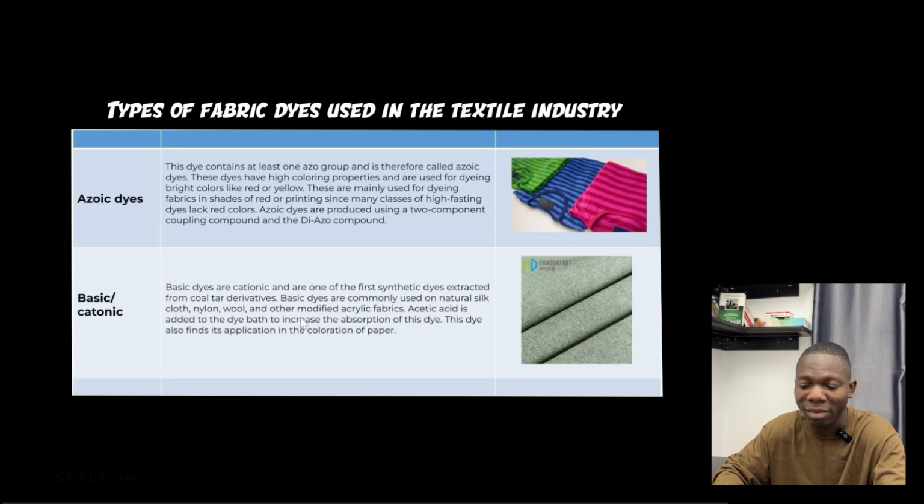Basic dyes are one of the first synthetic dyes, extracted from coal tar derivatives. Basic dyes are commonly used on natural silk, cotton, wool, and modified acrylic fabrics. Acetic acid is added to the dye bath to increase the absorption of this dye. This dye also finds its application in the coloration of paper.